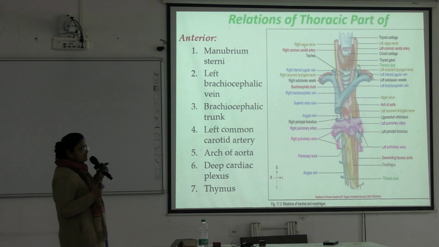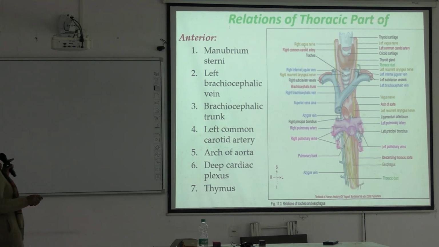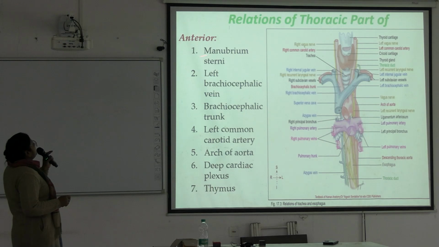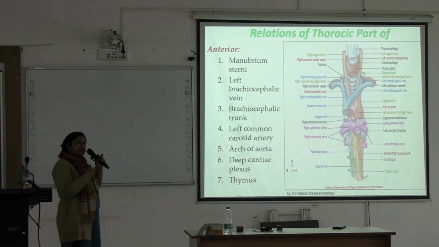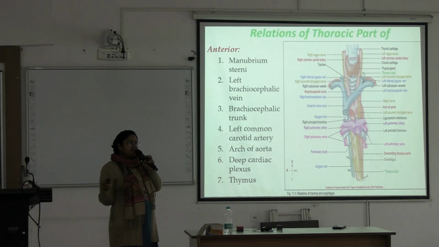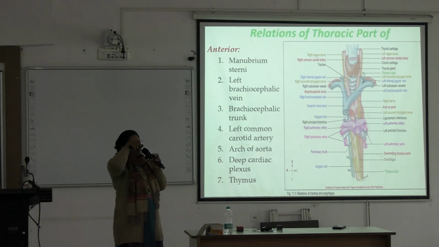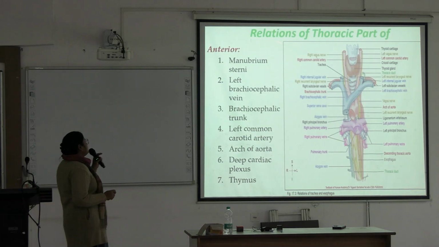So we will discuss the relations now. First, relations of thoracic part of trachea, anterior relation. Anterior most is the manubrium sterni, in the superior mediastinum. It is not present in the inferior mediastinum. At the lower margin of superior mediastinum, it is bifurcating. So anteriorly lies manubrium sterni.